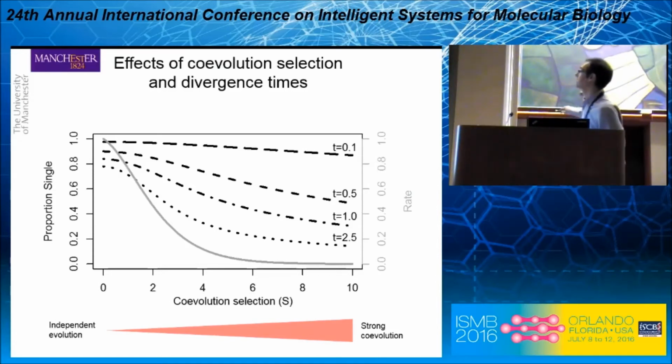These black dashed lines represent the proportion of single changes observed under different divergence times. So for similar sequences, the vast majority of changes are single changes. For distant sequences, here I'm referring to time equals 1, we need a strong coevolution in order to get 50% of double changes. And in order to achieve that expected enrichment, clear enrichment in double changes, we will need very strong coevolutionary forces and unfeasible evolutionary time frames.